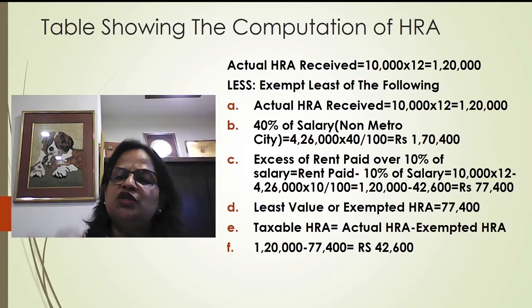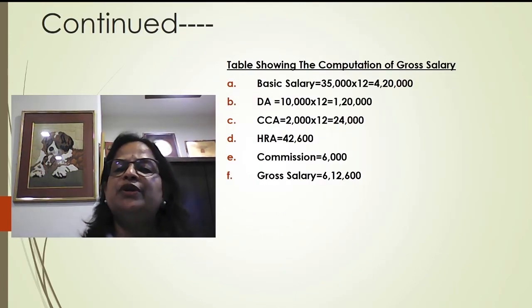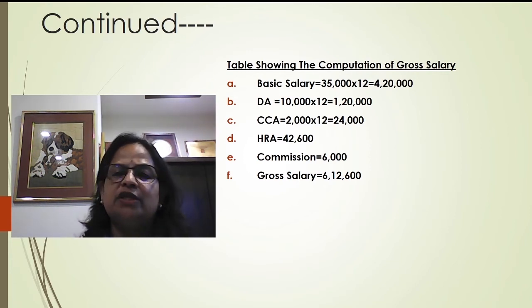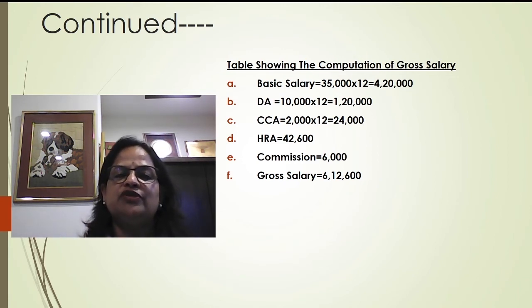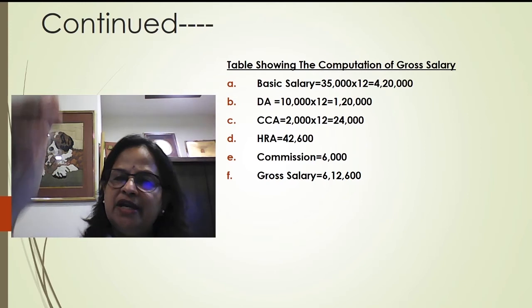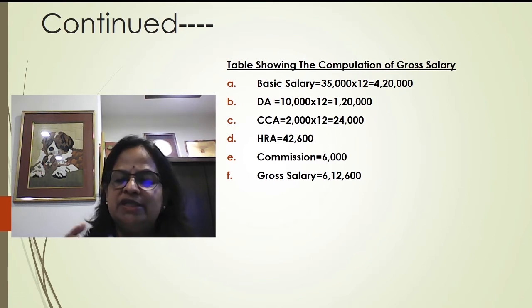Taxable HRA is actual HRA minus exempted HRA. 1,20,000 minus 77,400. So that is 42,600. Now you have to take the computation of gross salary. So basic salary 35,000 into 12, 4,20,000. DA 10,000 into 12, 1,20,000. City compensatory allowance 2,000 into 12, 24,000. HRA 42,600, we have calculated in the previous slide. So commission is 6,000. Gross salary, adding up all these values, you will get 6,12,600. So this is the computation.